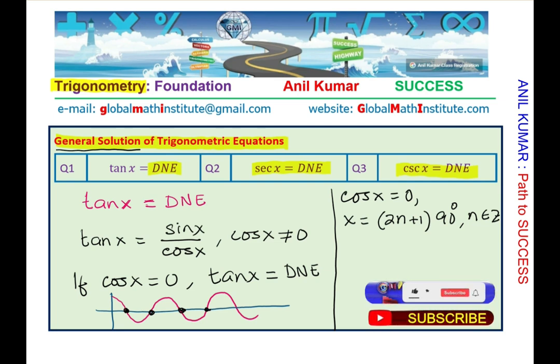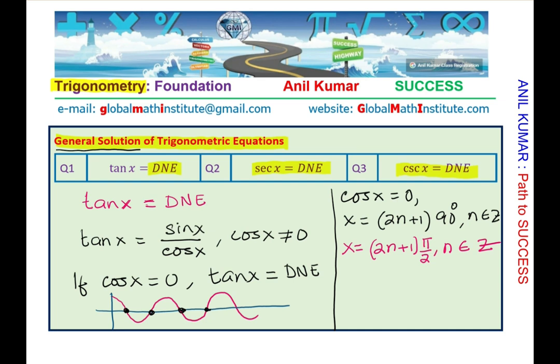Those of you who are working in radians, for them we could write the same expression as 2n plus 1 times pi by 2 radians, right? Where n belongs to integers. So cos x equals 0 at these points, and therefore the solution for tan x does not exist is the same, right? Depending on whether you want to write in radians or in degrees, you can write 2n plus 1 times pi by 2 or 90 degrees. So I hope that is absolutely clear.